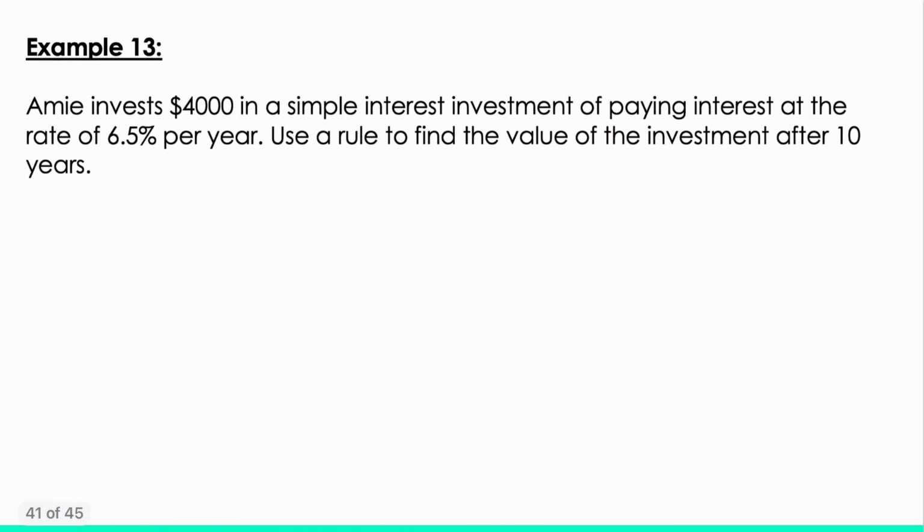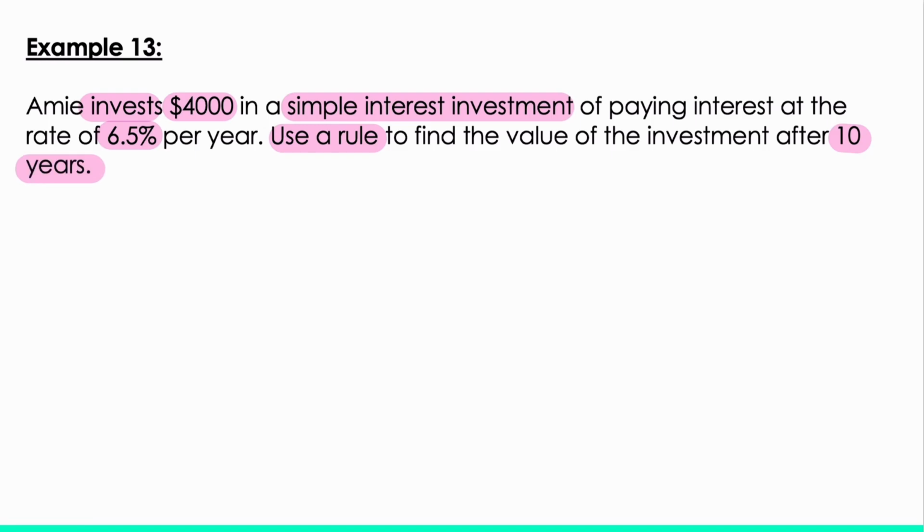All right, next example. Amy invests 4,000 in a simple interest investment paying interest at the rate of 6.5% per year. Use a rule to find the value of the investment after 10 years. First thing, as always, we like to highlight. She invests. Invest is an important word because we know it's going to be a plus. 4,000, we've got a simple interest investment paying interest at the rate of 6.5% per year. And then the instructions are to use a rule to find the value of the investment after 10 years.